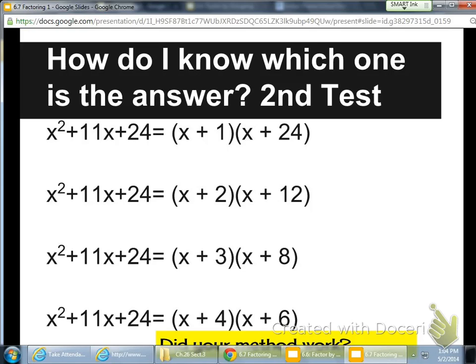The bottom says, did your method work? It got cut off.